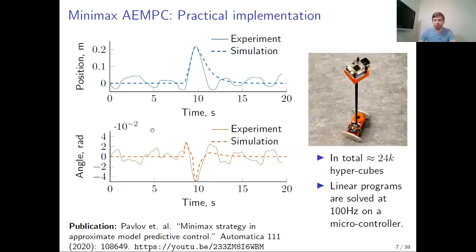With this method, we were able to solve a simple control problem for a two-wheeled self-balancing robot. In total, it requires 24,000 hypercubes to be certified. And then linear programs are solved at 100 Hertz on a microcontroller. So it can be used in real time. We have a publication in Automatica.